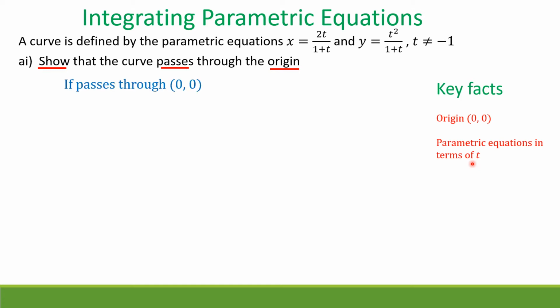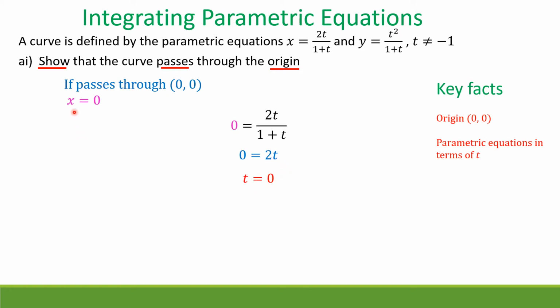So to start with, we know it passes through the point (0, 0), which means that x is equal to 0. So if I substitute x equals 0 into this equation here, I get 0 is equal to 2t over 1 plus t. If I multiply up by 1 plus t, 0 times anything is always 0, so the numerator on the right-hand side is just equal to 0. To find t, I'm going to divide by 2, so t is just going to be equal to 0.